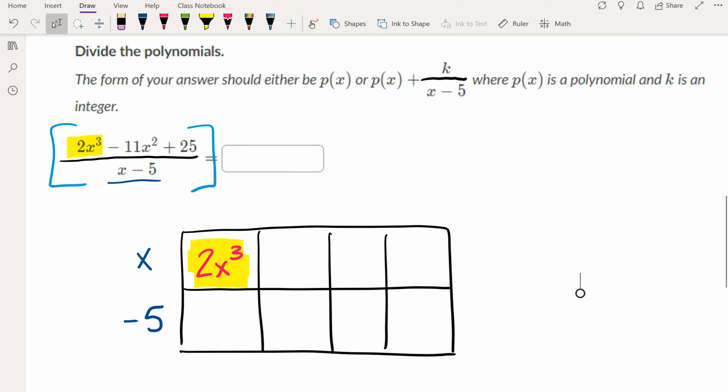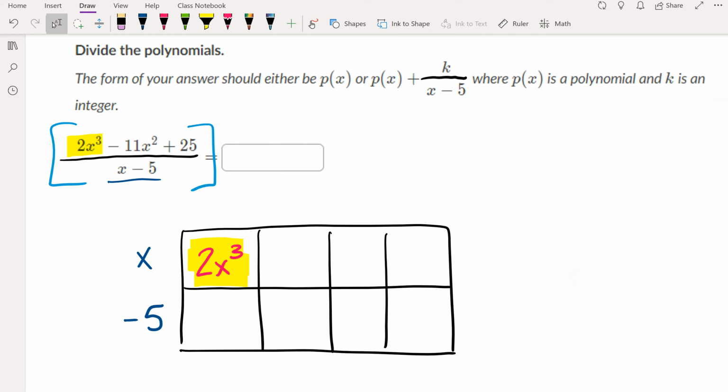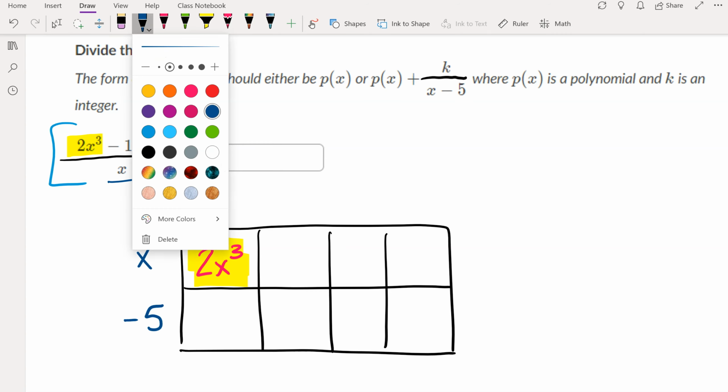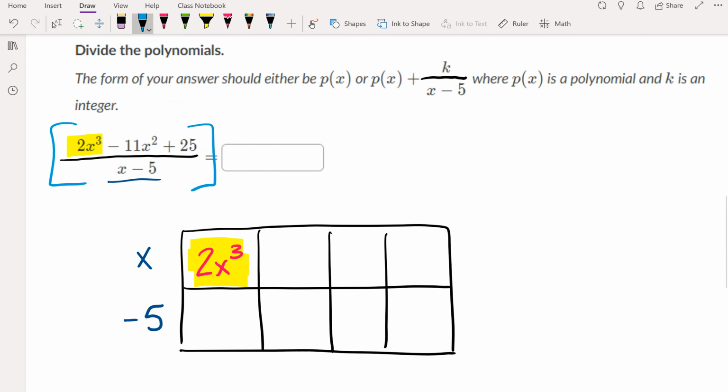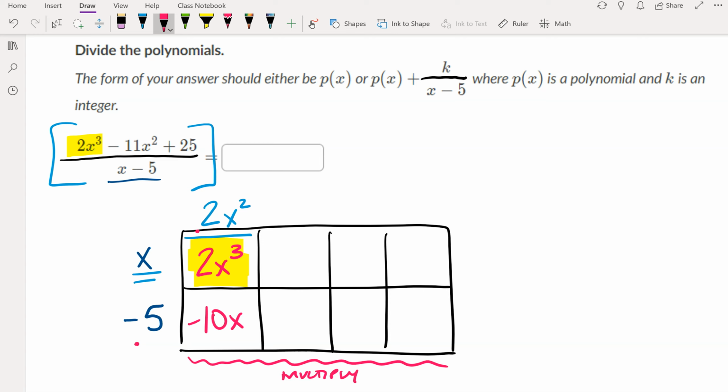And now we can start filling out the rest of our box. So we have to do x times what gives me 2x cubed. X times 2x squared will give me 2x cubed, right? Okay, let's keep going. Remember, on the bottom, you're going to multiply to fill out these bottom boxes. So now we have negative 5x times 2x. That is negative 10x squared.